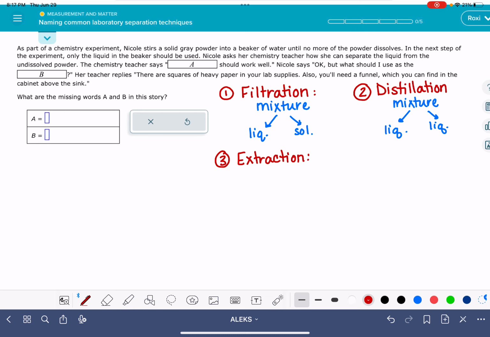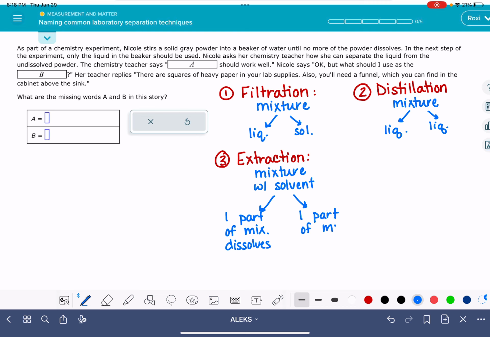This one is a little bit harder to describe. So this is where we have a mixture and then a solvent is added to it. So some type of liquid is added to it. And in the extraction process, one component, I'm just going to say one part of the mixture will dissolve. And one part of the mixture does not dissolve. So one part is going to be left behind.